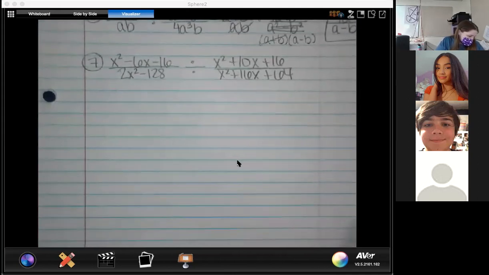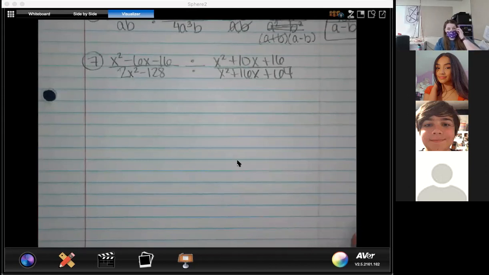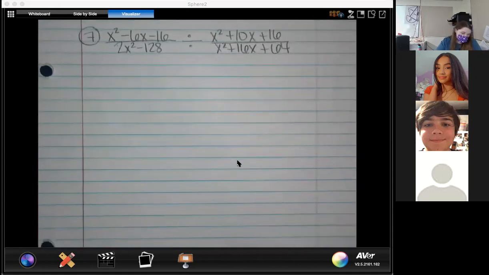So we got x squared minus 6x minus 16 divided by 2x squared minus 128. And that fraction is divided by x squared plus 10x plus 16 divided by x squared plus 16x plus 64. This will require you to factor all the parts before simplifying.